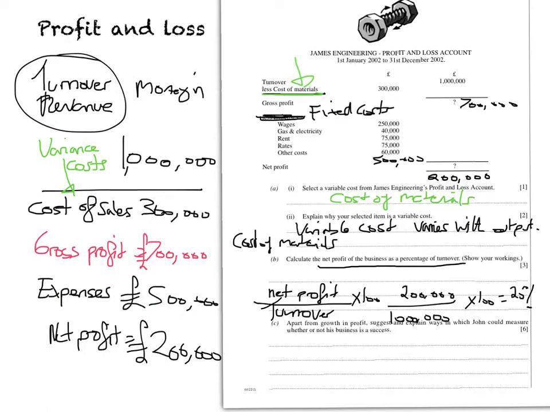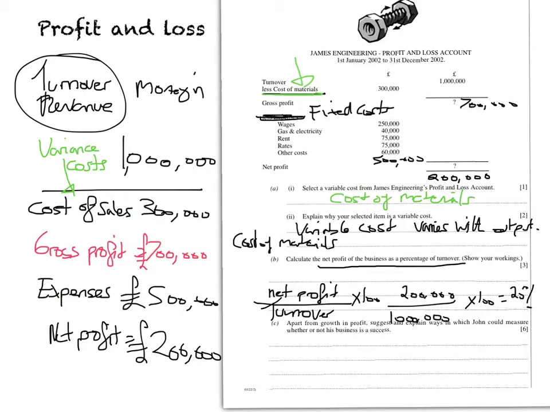So companies always want to have quite a big net profit as a percentage of turnover. 20% is okay, because that's showing that you may have got £1 million in, but you still got 20% of that back in the end in the profits. A bad number would be like 3%, and a really good number would be like 80%.